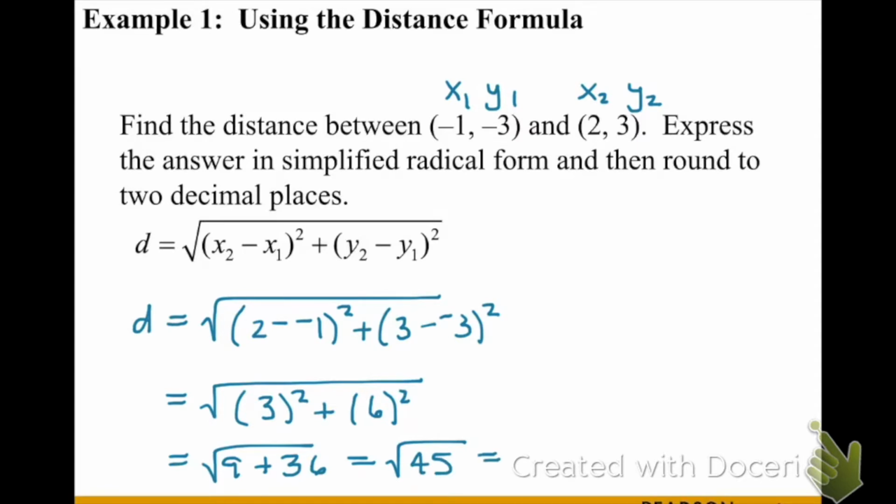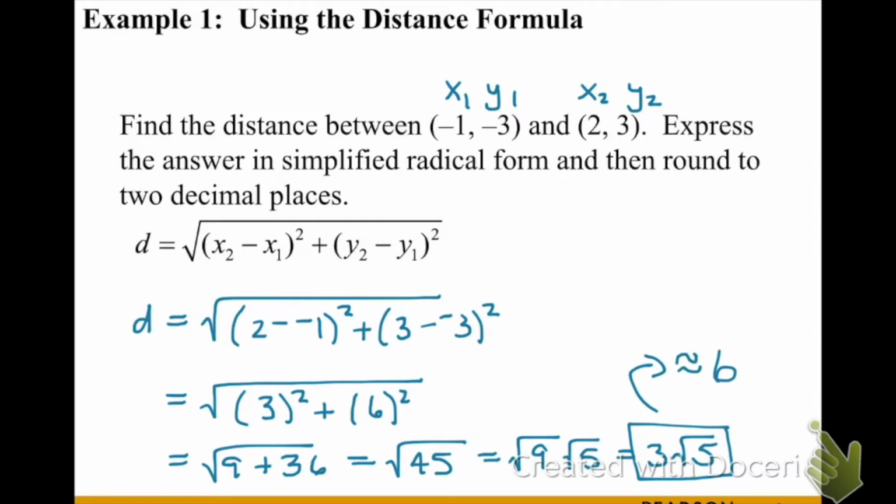Notice here that we're told to write our answers in simplified radical form and then also round to 2 decimal places. So we need to remember how to break down our roots using perfect squares. In this case, we can note that 9 times 5 equals 45, so we can break that down into 3 square root 5. If we type that into our calculator and round to 2 decimal places, we will get approximately 6.71. So the distance between the 2 points is about 6.71 units.